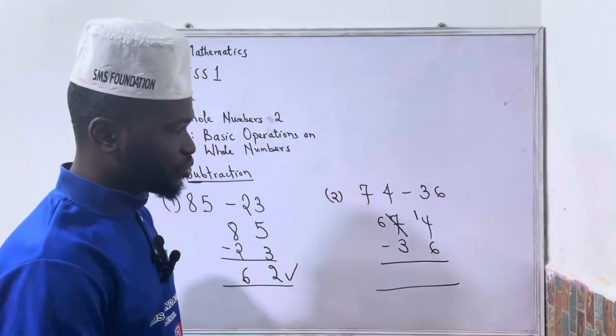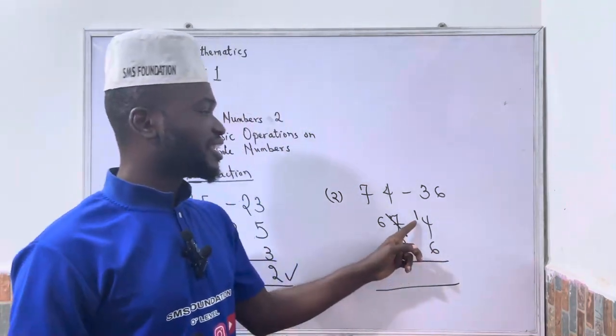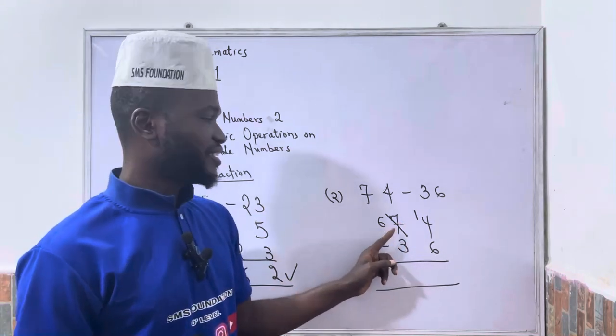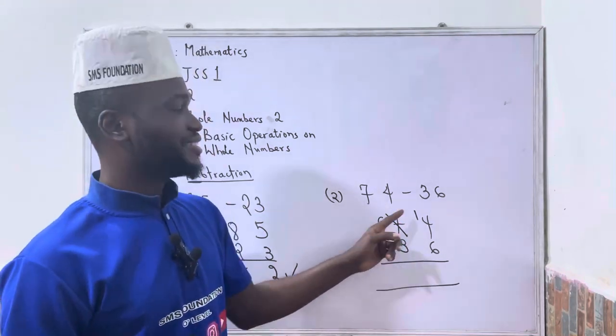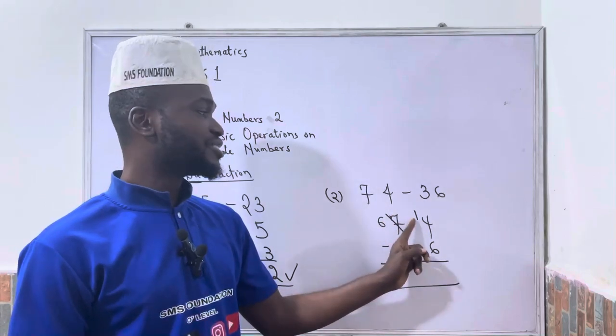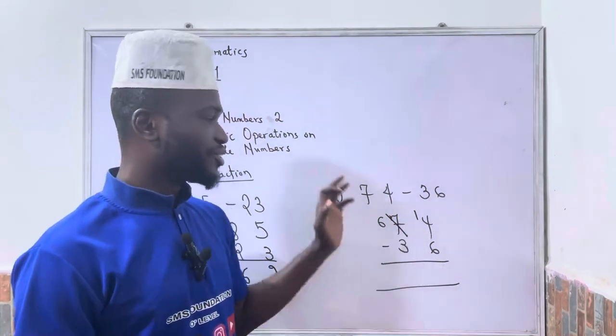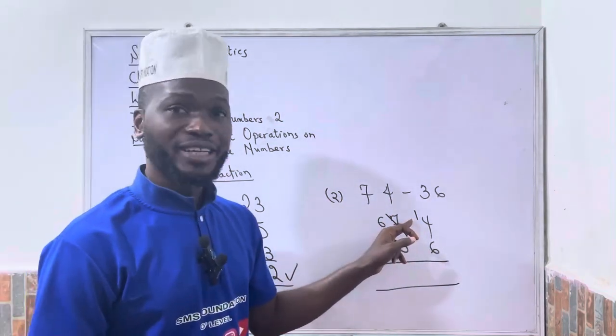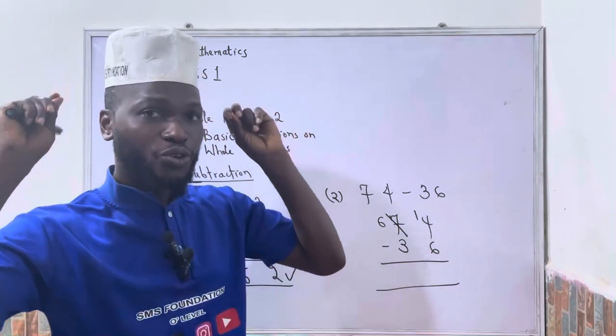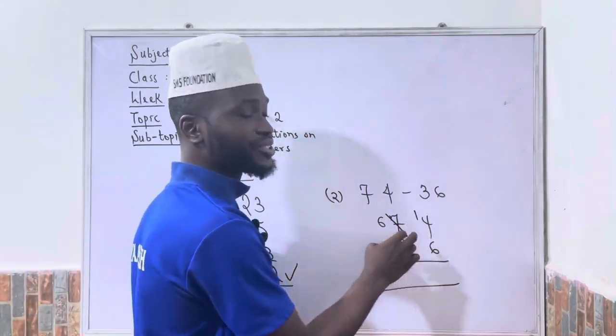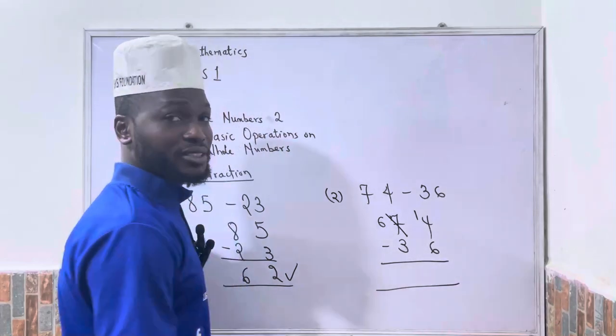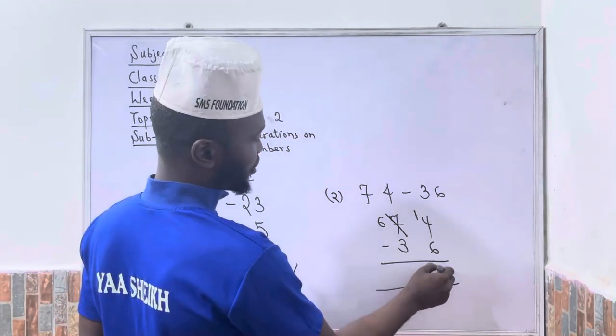Later you will realize that what you have borrowed here is not actually 1. It is actually 10. And that's what makes this become 14. But for now, just see it as 1. So 1 and 4 equal to 14. So 14 minus 6 will give me 8. So I have 8 here.